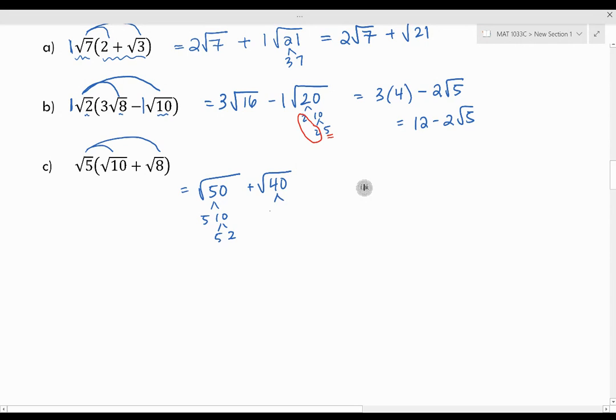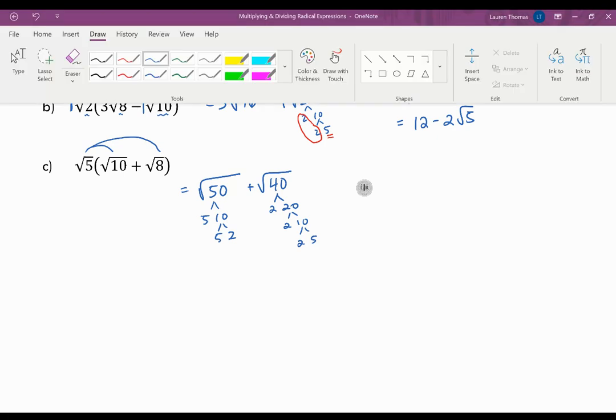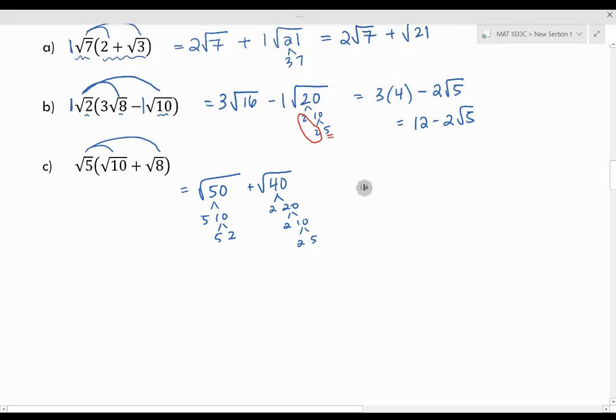40 is 2 times 20, 2 times 10, 2 times 5. Now, both of those are square roots, so the only way for those numbers to come out is if they can come out in pairs. So for the first one, I have a pair of 5s. The 2 is going to have to stay behind. For the second one, I have a pair of 2s, and this extra 2 and this 5 are going to have to stay behind.